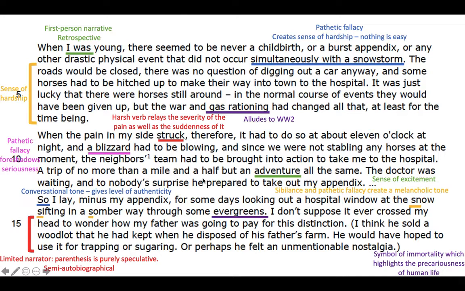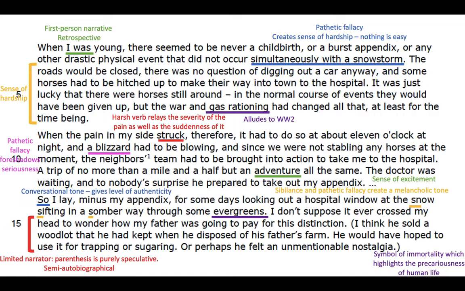And at the beginning, if we look at this whole page in front of us up to line 17, she's really establishing a setting of hardship. So she says, "There seemed to be never a childbirth or a burst appendix or any other drastic physical event that did not occur simultaneously with a snowstorm." So she's using the pathetic fallacy really to create that sense of hardship.